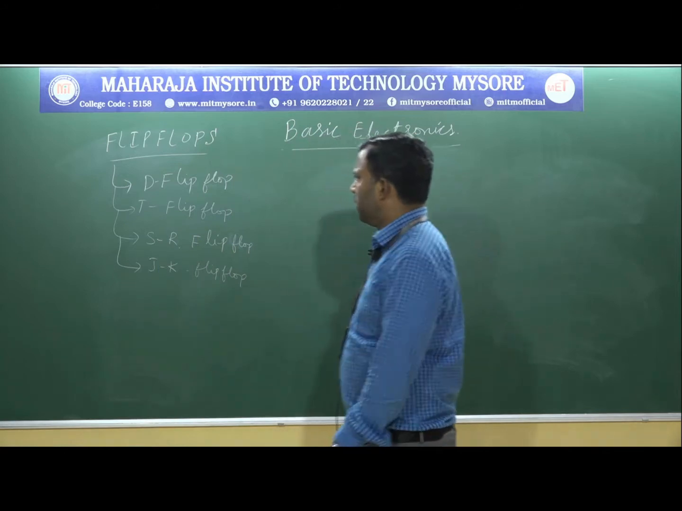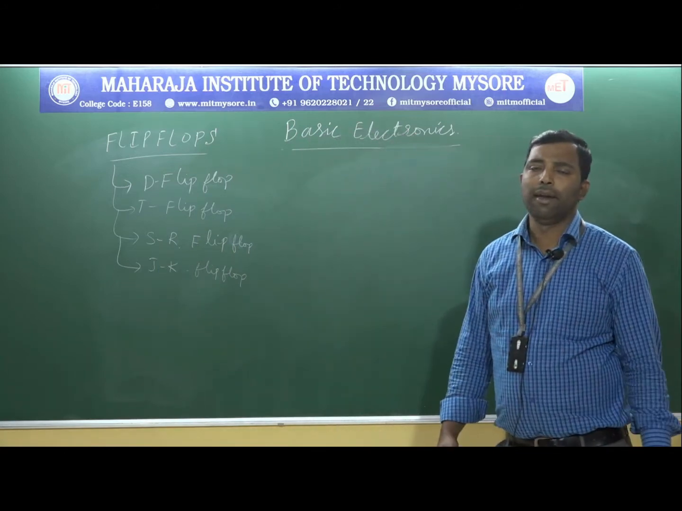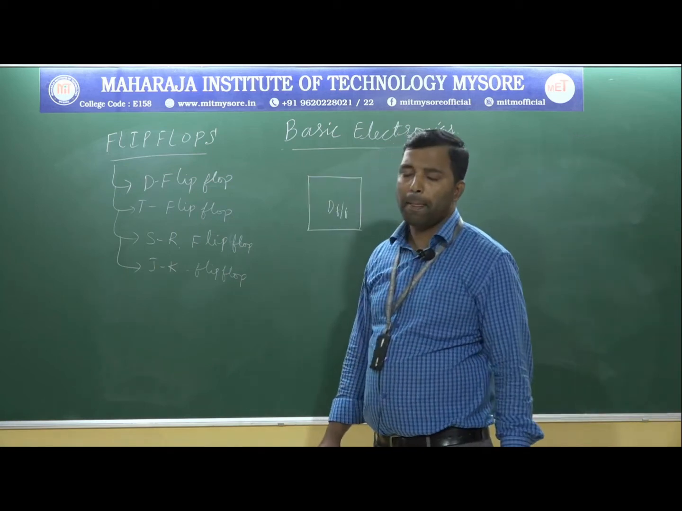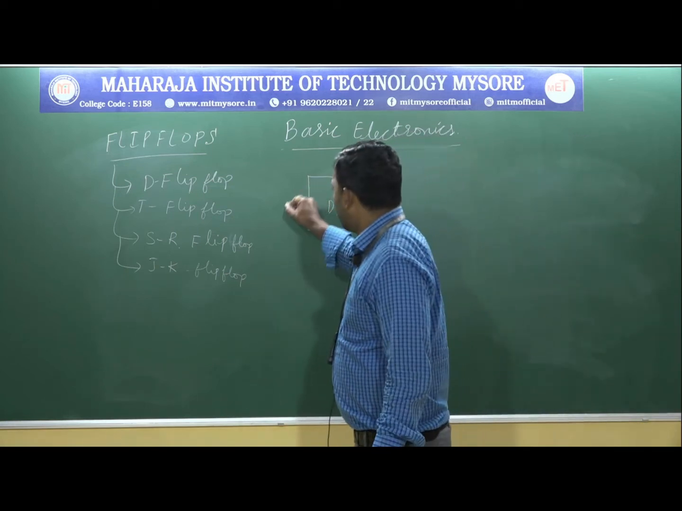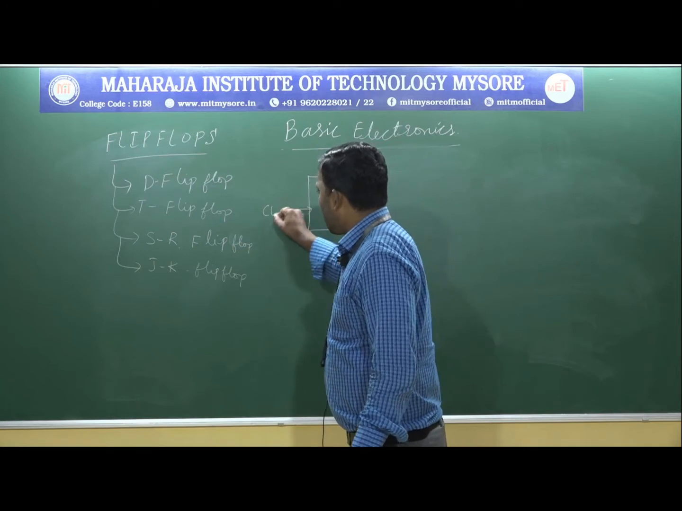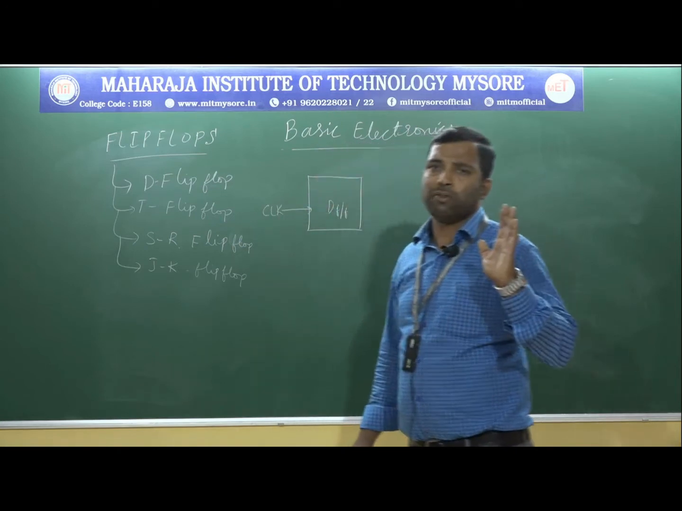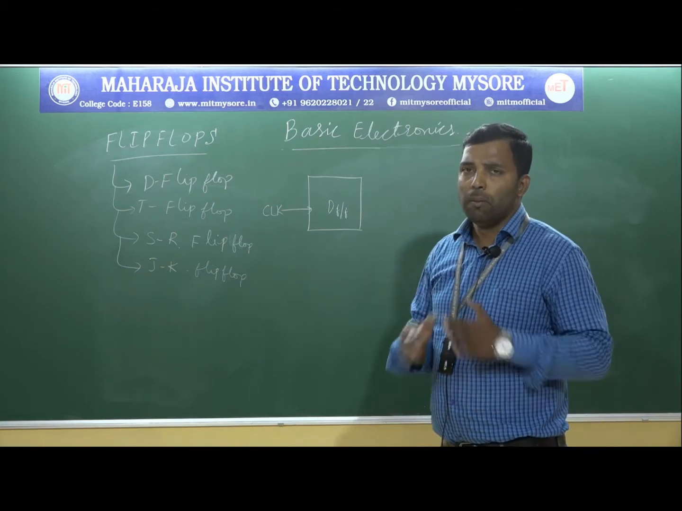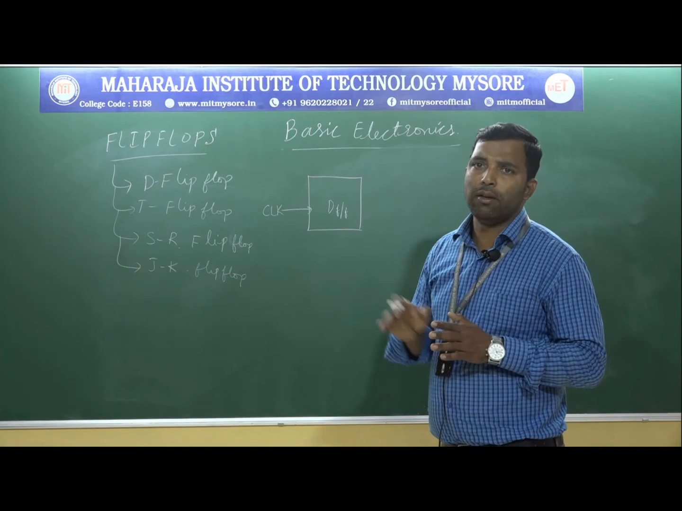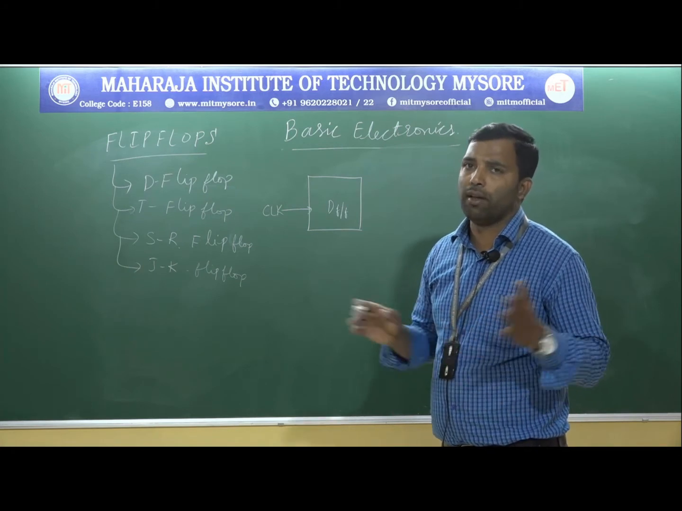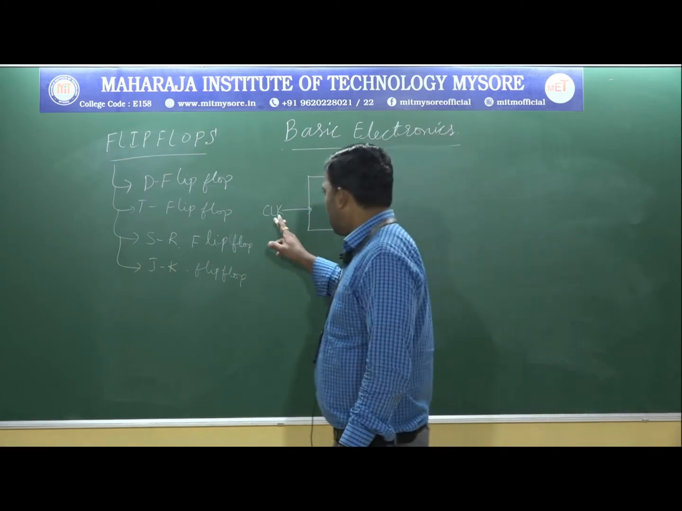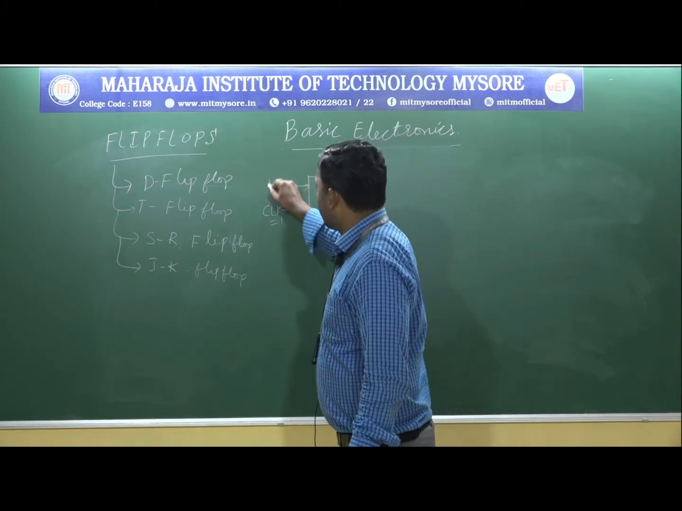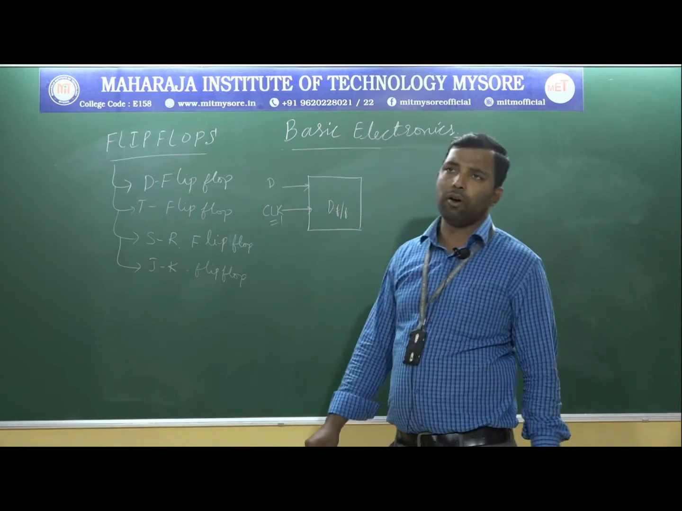First is the D flip-flop, which is called the data flip-flop or direct flip-flop. It has a clock signal, and for all flip-flops, the clock must be used for the operation. By applying the clock signal only, it will start the operation, otherwise it doesn't start. So the clock is always 1 and the input is D, that is the data flip-flop.